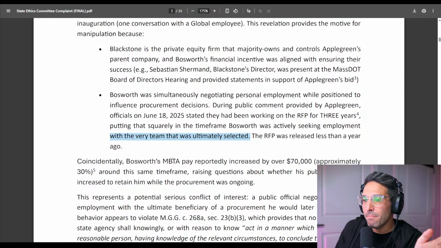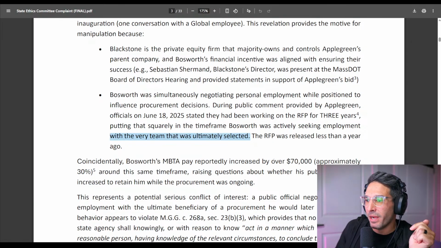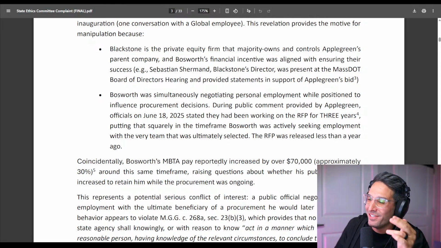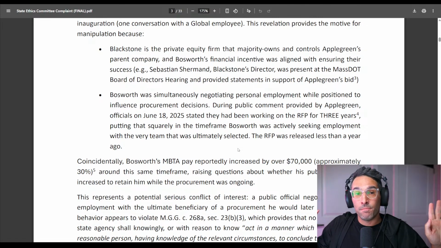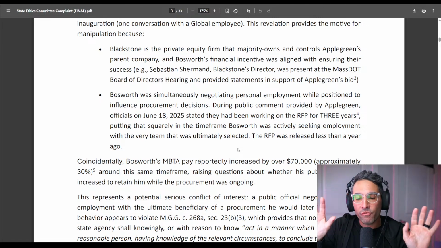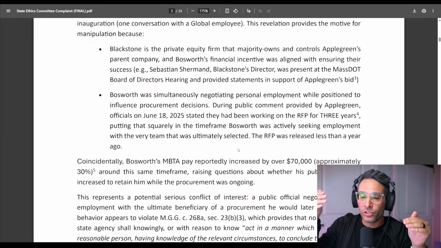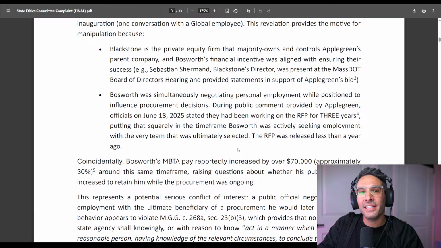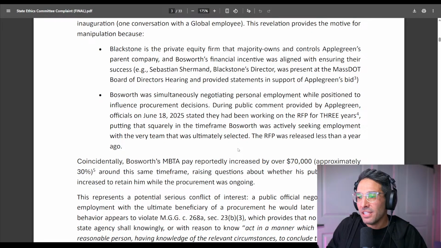Coincidentally, Bosworth's MBTA pay reportedly increased by over $70,000, approximately 30% around this same time frame, raising questions about whether his public salary was increased to retain him while the procurement process was ongoing. Like I said, guys, I'm reading this to you live, right? The more far-fetched something seems, or the least likely something would seem to happen, the more likely it is to happen here. I mean, this is ridiculous.